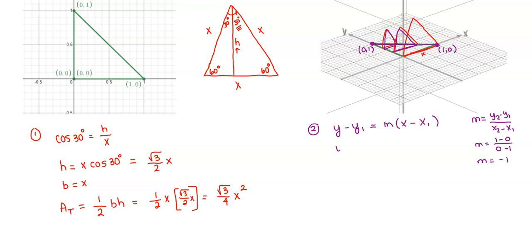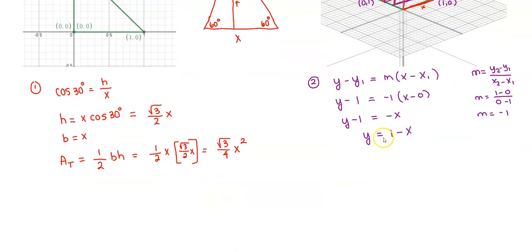And now we're going to plug it into our point so we can pick our first point. So it's y minus 1, which is equal to -1 times x minus 0. So we have y minus 1, which is equal to -x. And therefore y is going to equal 1 minus x. Okay. And now again, because this needs to be in terms of y, what we're going to have to do is now solve for x.